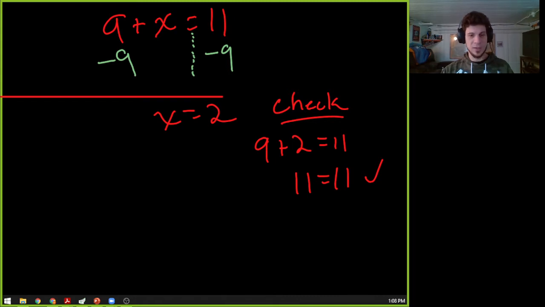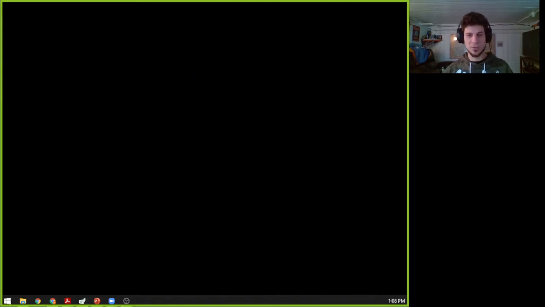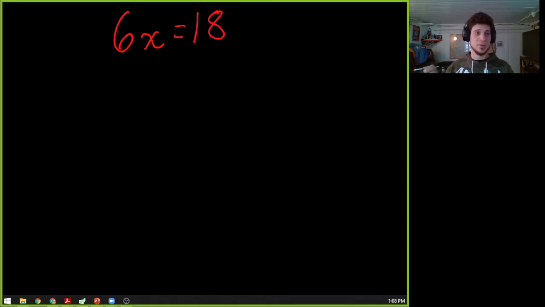So not only do we have the additive inverse, but we also have the multiplicative inverse. So let's take a look at what that looks like. We could have something, for instance, like this. 6x equals 18. So this reads as 6 times a number equals 18. Well, of course, if you think about that for a second, we know that 6 times 3 equals 18. But how can we solve this algebraically?